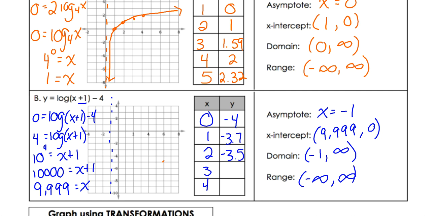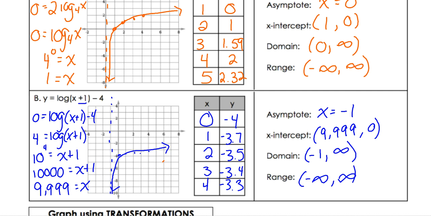When I plug in 3, I get negative 3.4. When I plug in 4, I get negative 3.3. So we can get an idea of kind of what our graph is looking like here. We know it gets a little bit higher each time we move over. So again, it's approaching that asymptote, getting really, really close, and then curving from there.